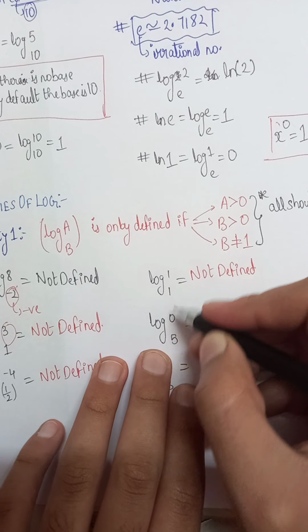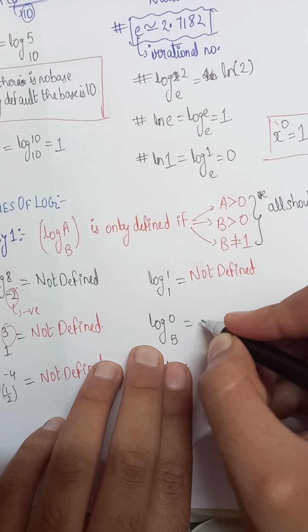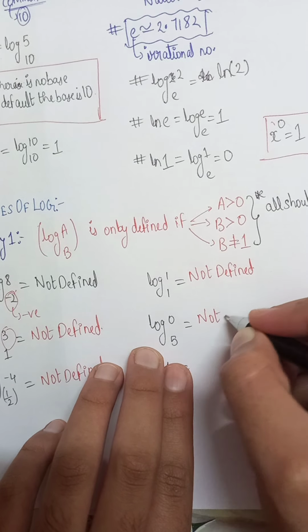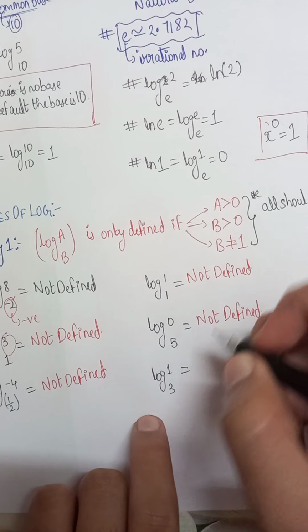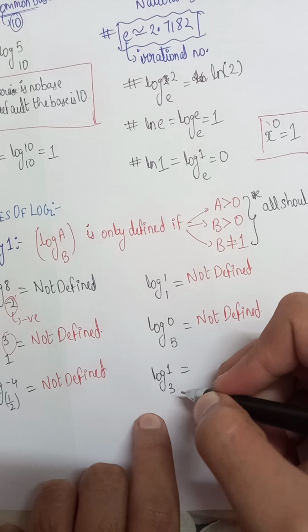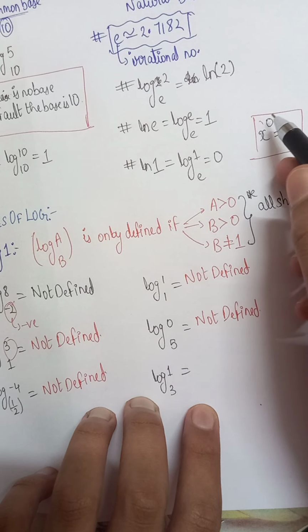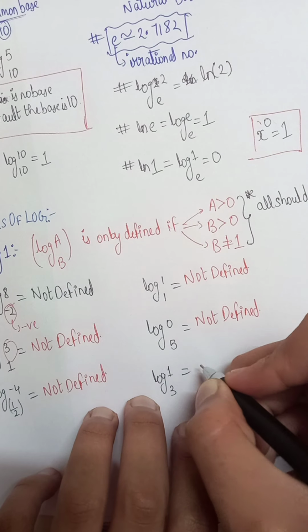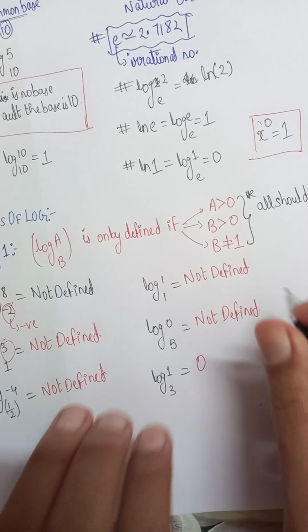So here for a, check the first condition, a is greater than 0. No, a is equal to 0, so it's not defined. Then log 1 to the base 3. As you know, according to the experiments I told you, anything power 0 gives you 1. So the answer to this question is actually 0.